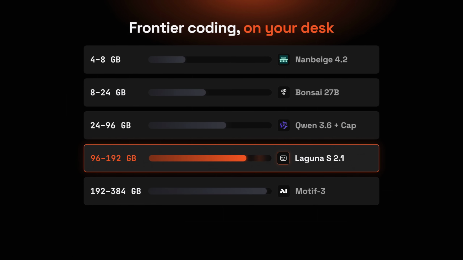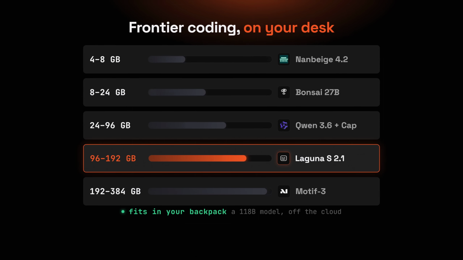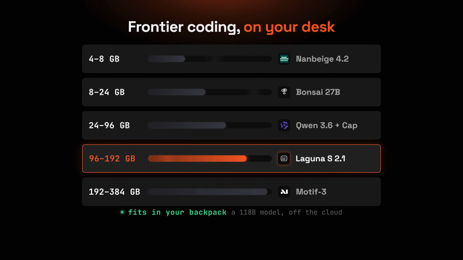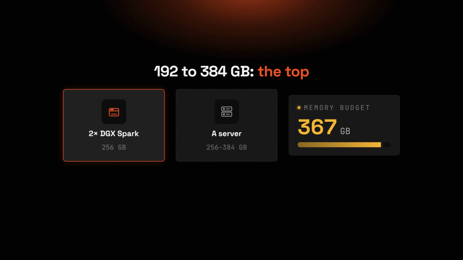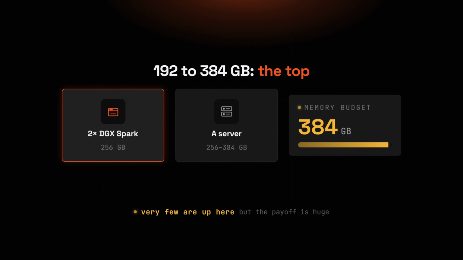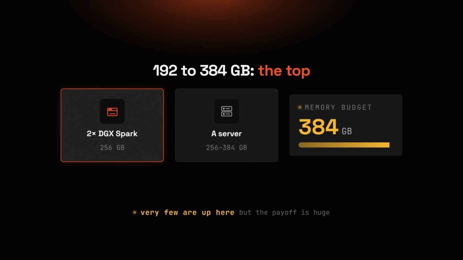Frontier-grade agentic coding, the kind that was locked inside a cloud API 6 months ago, now running on a box that fits in your backpack. Top rung, 192 to 384 gigabytes. 2 of those Sparks lashed together, or a proper server. Very few people are up here, but if you are, the reward is the best open model on Earth that is not from America or China.